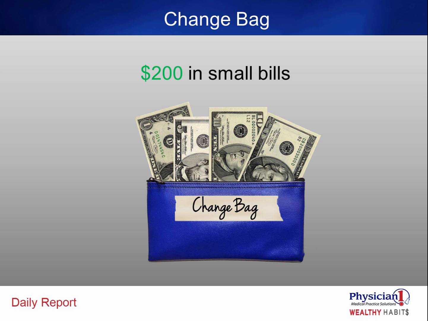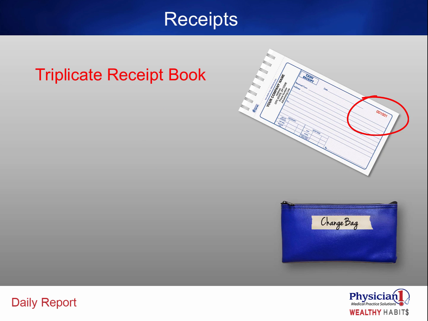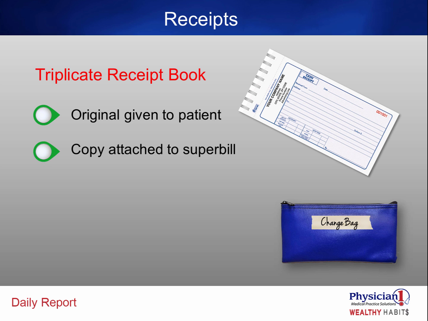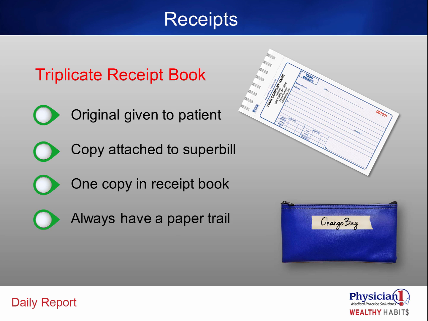Have a triplicate cash receipt book with numbered receipts. All cash payments need a handwritten receipt with the original given to the patient, a copy attached to the encounter form or super bill, and a copy staying in the receipt book. If you are 100% electronic, you still need to devise a paper trail for cash.